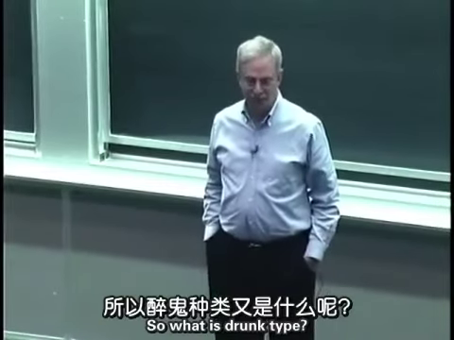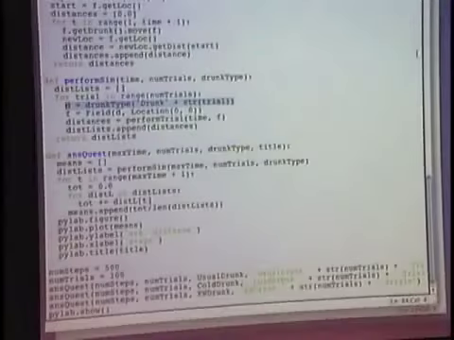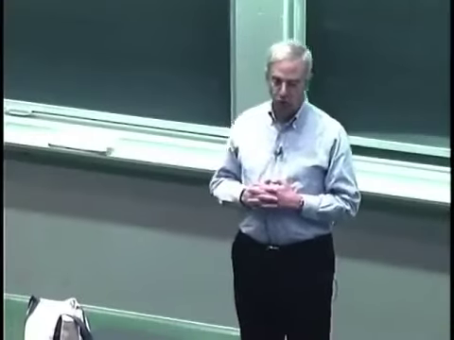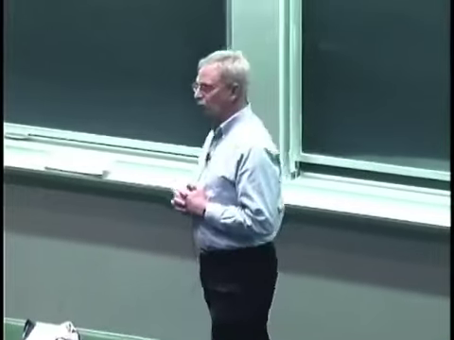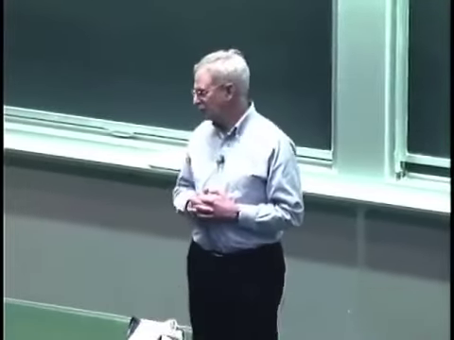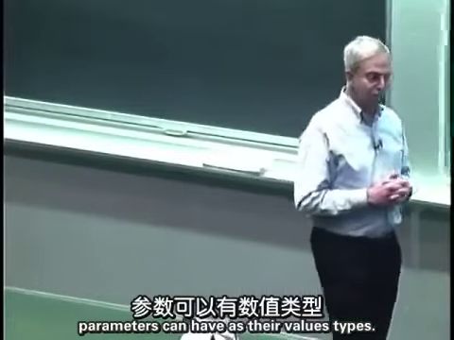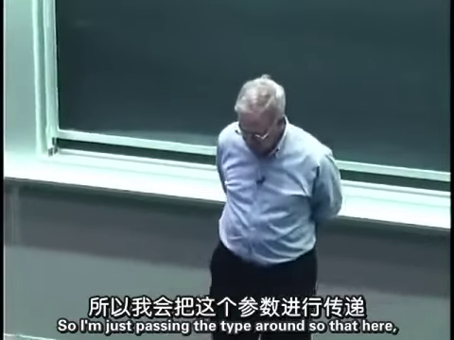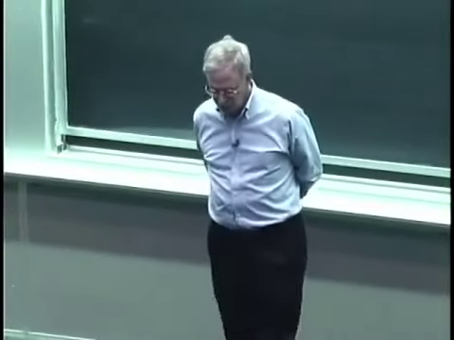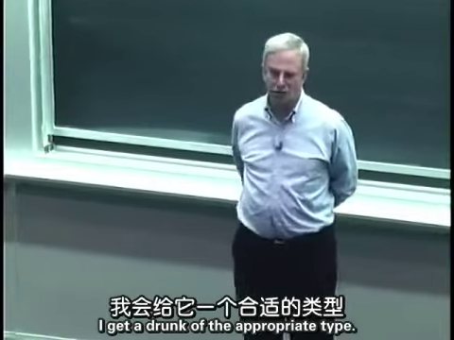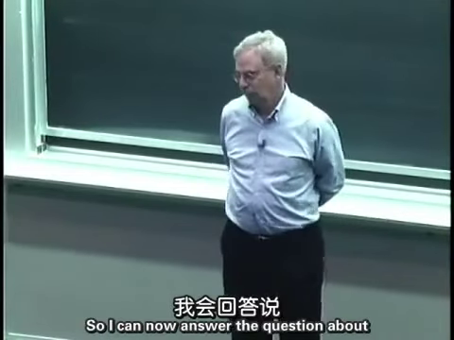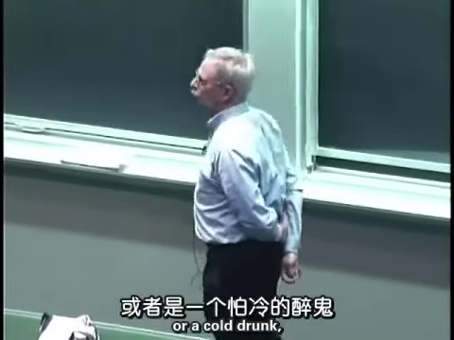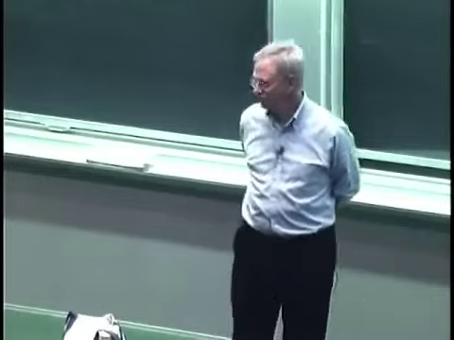So what is drunk type? Drunk type is itself a type. We can use types; variables can have as their values types. Parameters can have as their values types. So I'm just passing the type around so that here, when it comes time to get a drunk, I get a drunk of the appropriate type. So I can now answer the question about a usual drunk or a cold drunk or an EW drunk.